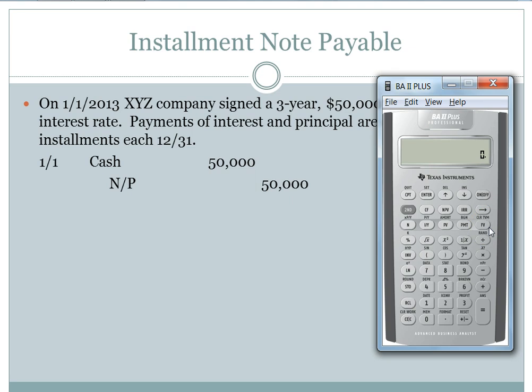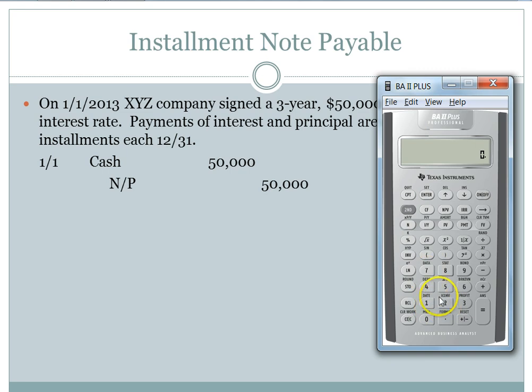And with installment notes payable, it's just a matter of identifying which items we know and what it is that we're looking for. Well, what we're looking for is our payment. That's what we have to determine. We know what the present value of the note is. We know what our interest rate is, and we know how many years this note is going to be outstanding. The question is, what is our periodic payment?